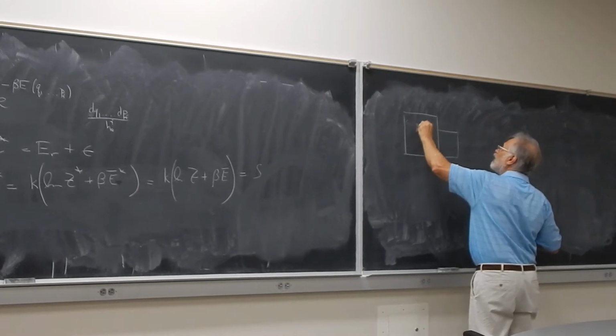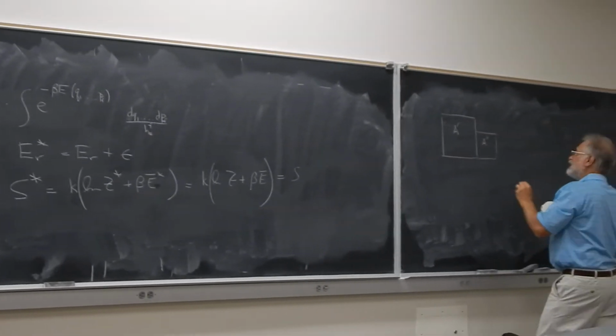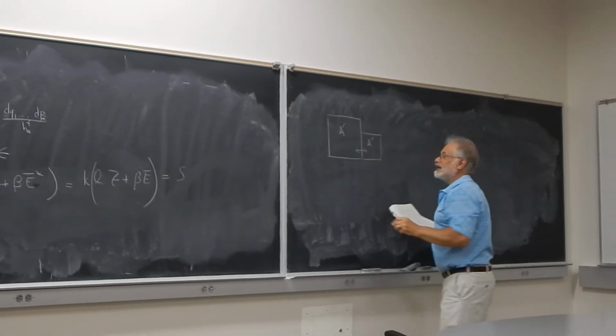We'll call it A prime and A double prime. And let's say they can interact but only weakly with one another.